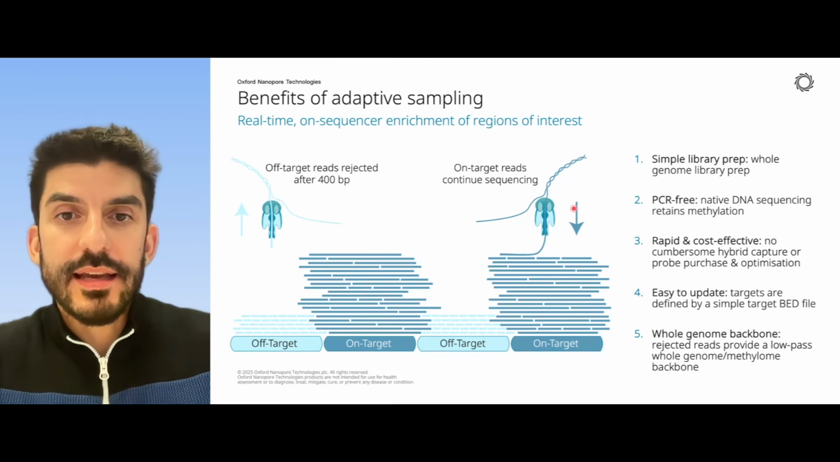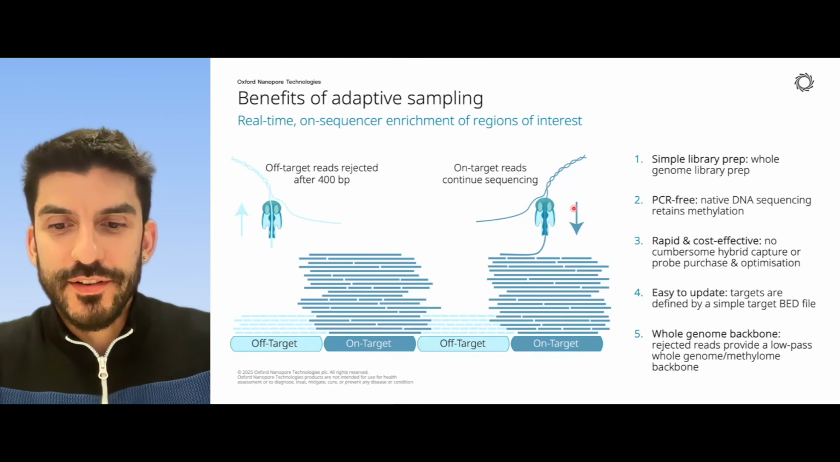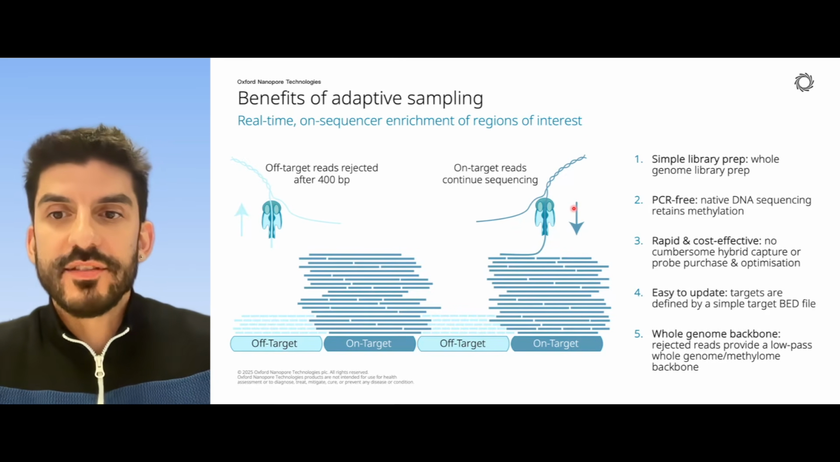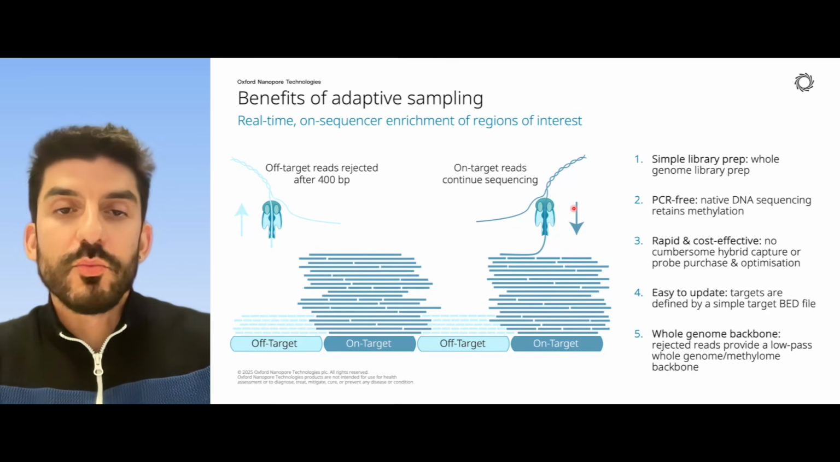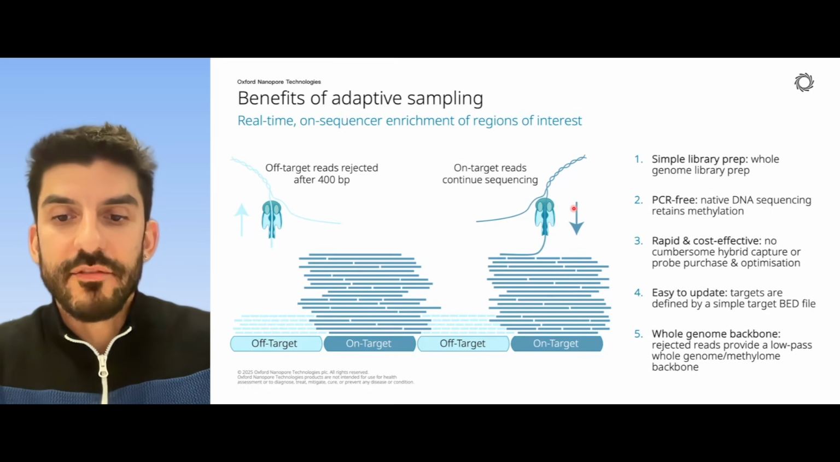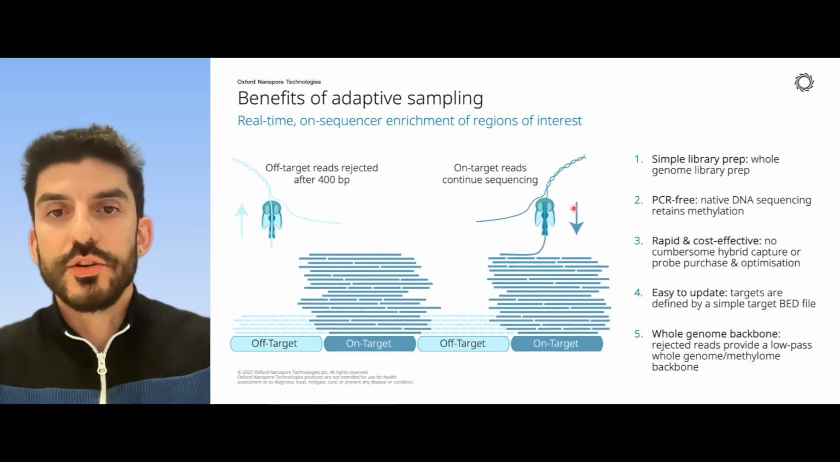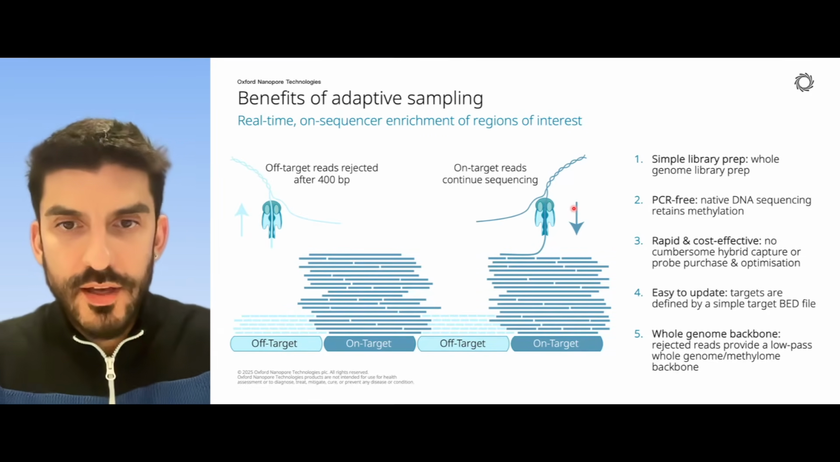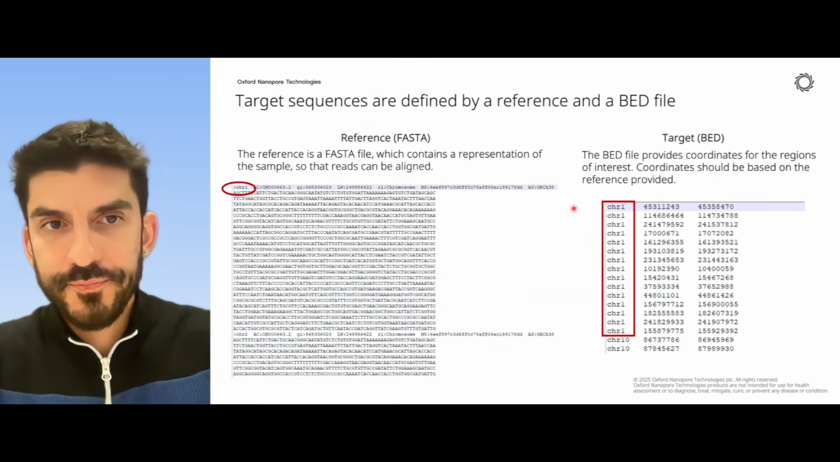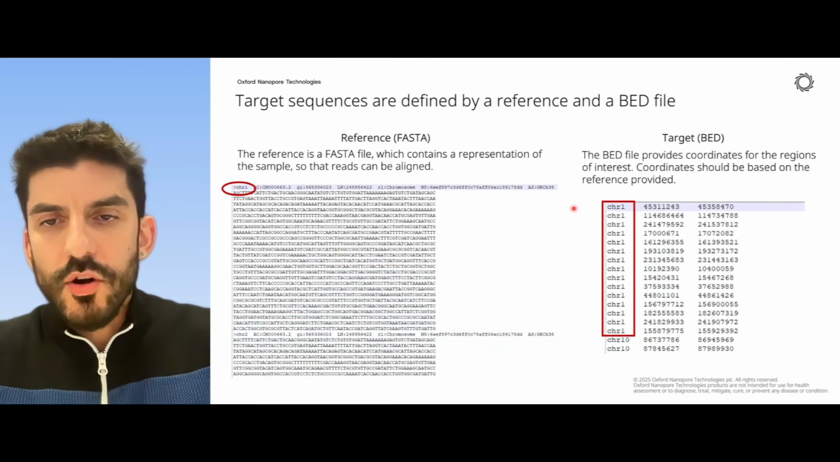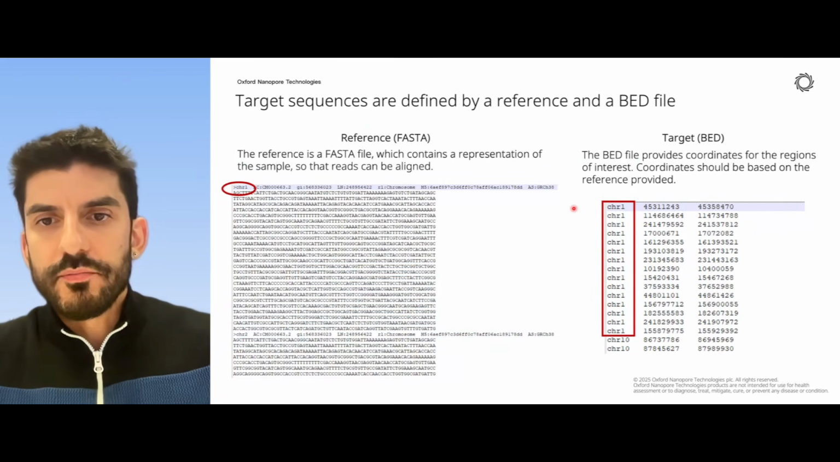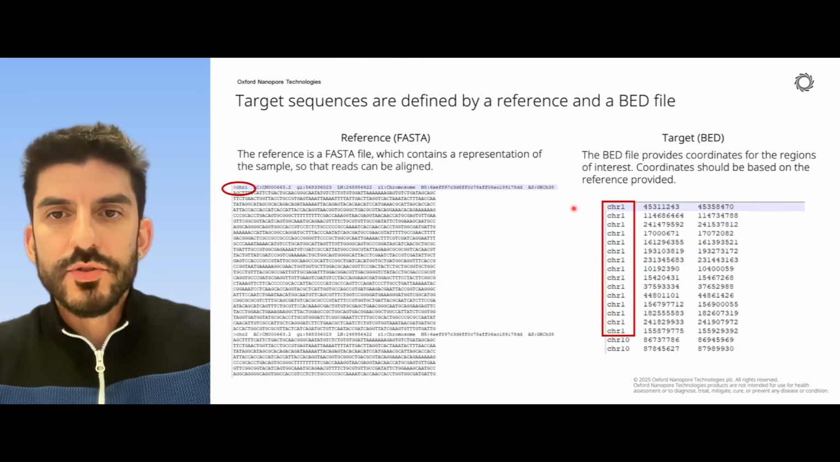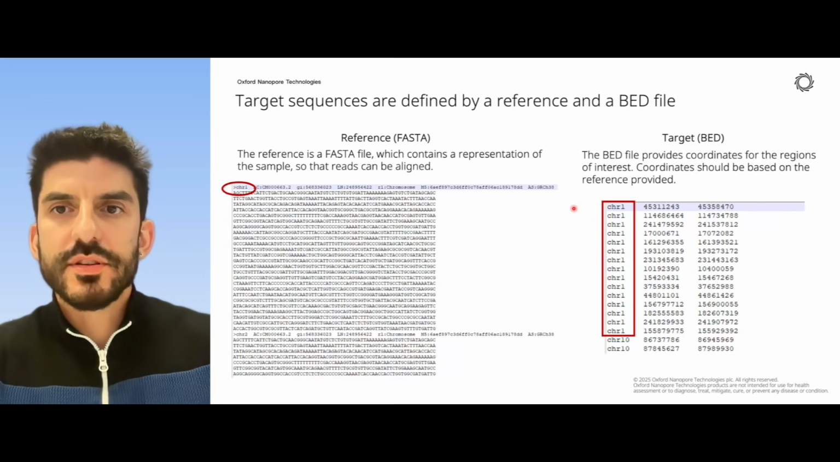It has an extra advantage, which is the fact that we can also modify our targets on the fly and very easily, so you don't need to wait for new probes to try a new enrichment panel. You can easily add it to your bed file and try another panel without much hassle. So this is all done and provided by the use of a combination of a reference and a bed file.